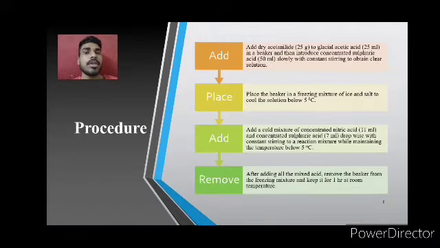The procedure for the synthesis of this reaction is as follows. First of all, approximately 25 gram of dry acetanilide is added into a beaker, and approximately 25 ml of glacial acetic acid is added. Then about 50 ml of concentrated sulfuric acid is added slowly with constant stirring to obtain a clear solution. We have to note that all the acetanilide must be dissolved completely in the solution.